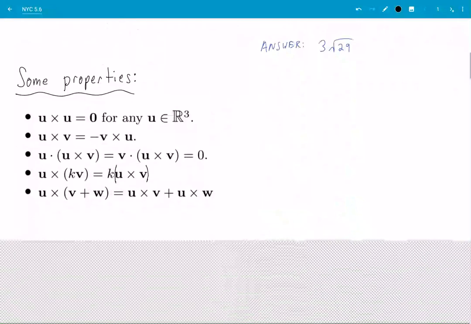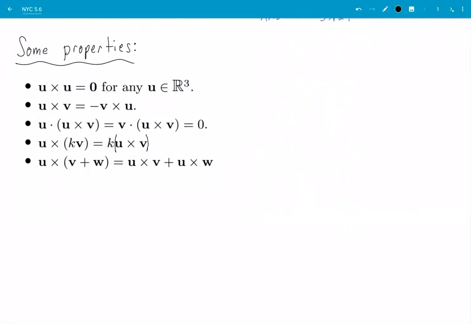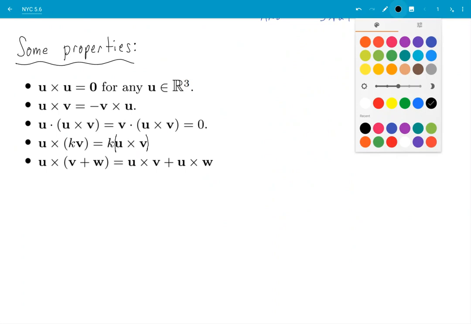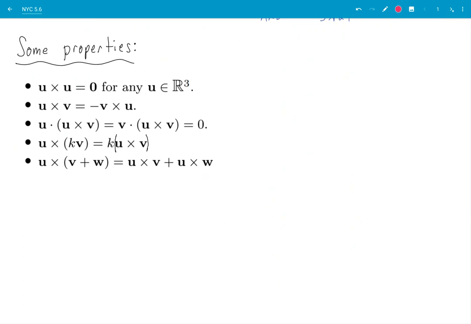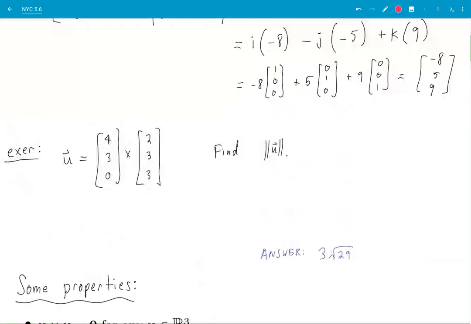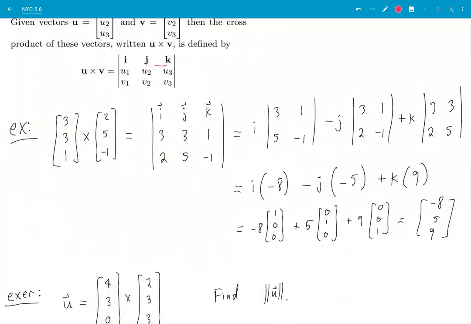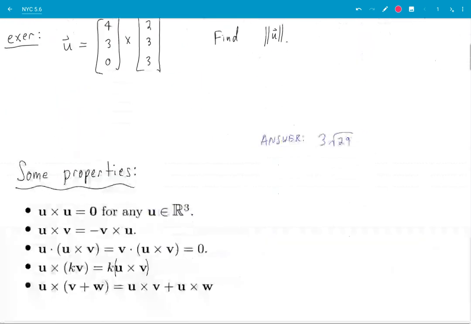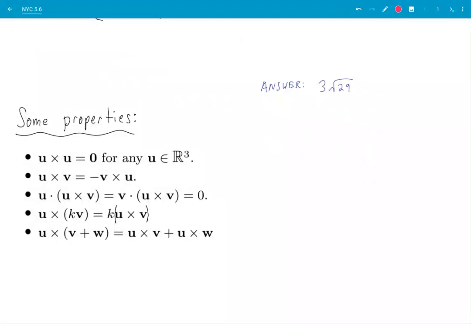Some properties for the cross product. So, pause and copy. Now, some of these are pretty obvious if you think about the determinant. u cross u. What that means is that in my determinant up here, these two rows are the same. So we have 0. If I switch two rows in a determinant, that introduces a minus, right?